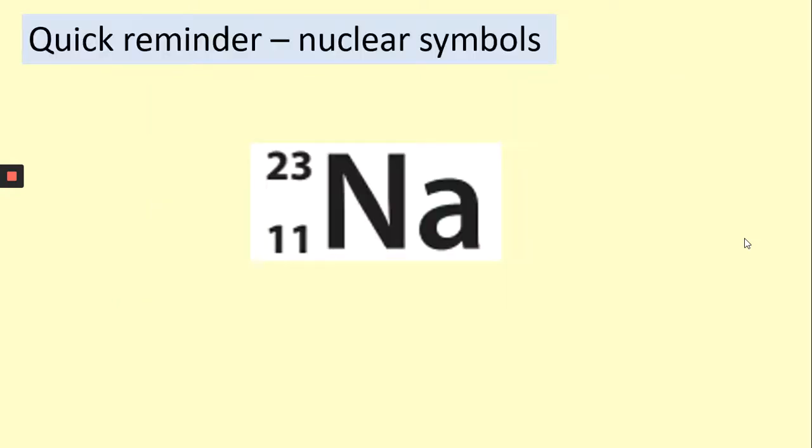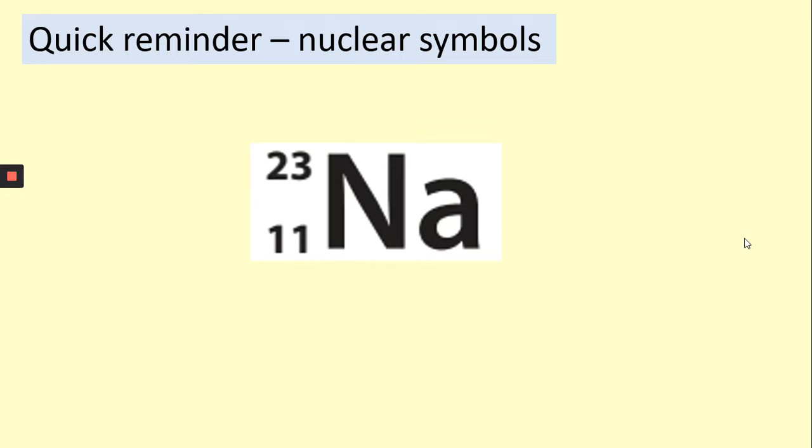Morning guys, we're going to look at ion formation and ionic bonding, which is what you did earlier on in year 9 at the start of the year, around Christmas time. So a very quick reminder about a nuclear symbol. This is what you would see on a periodic table.